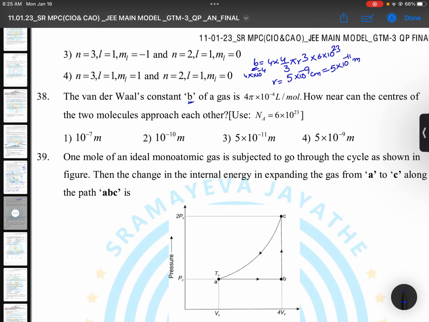He is asking two molecules approach each other close, so that he is asking 2r. 2r is equal to 2 into 5 into 10 to the power of minus 11 meters. Nothing but 10 to the power of minus 10 meters. Little tricky, but good question.